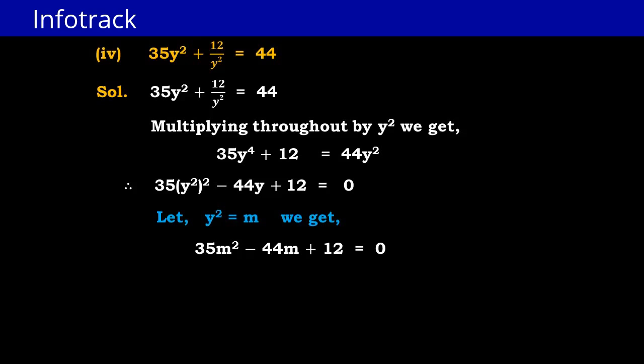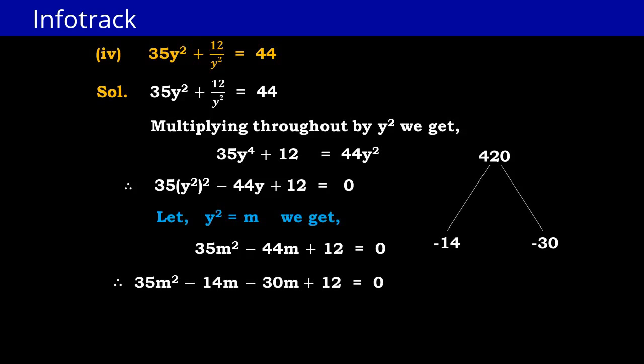Now see, 35 into 12 will become 420. You have to factorize this 420 so that the addition will be −44. We can factorize this as −14 and −30. So we can split the middle term as −14m − 30m. So 35m² − 14m − 30m + 12 = 0.